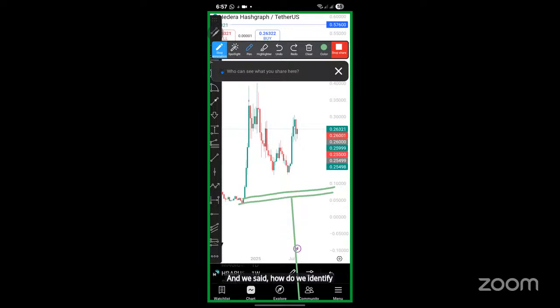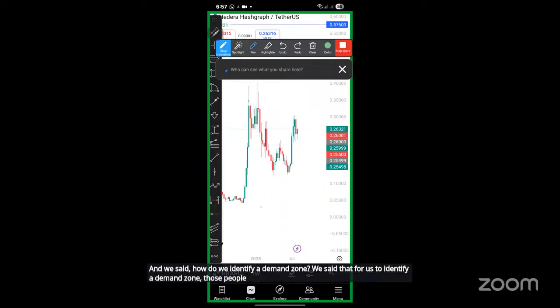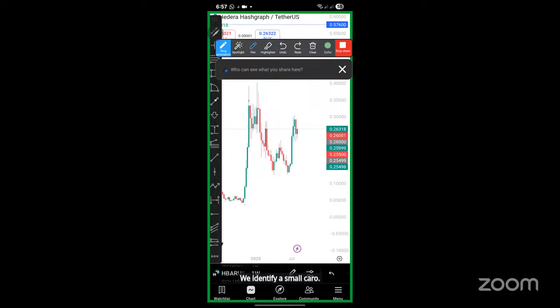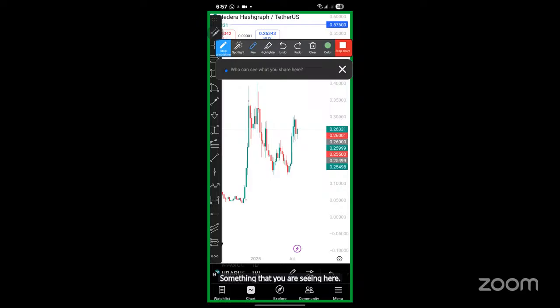identify a demand zone? We said that for us to identify a demand zone, we identify a small candle being followed by a big volume candle. We just need a small candle being followed by a big volume candle in the same range. The candles should be consecutive.